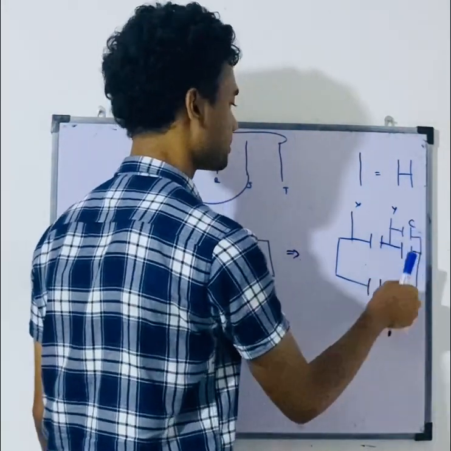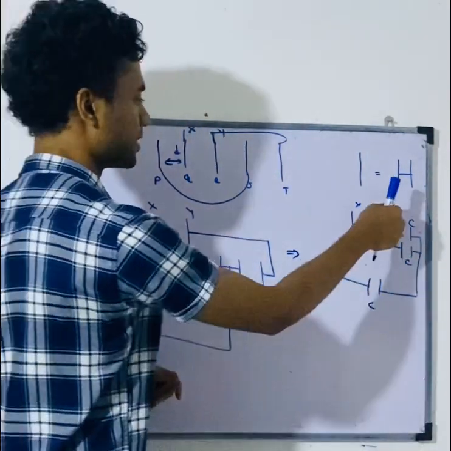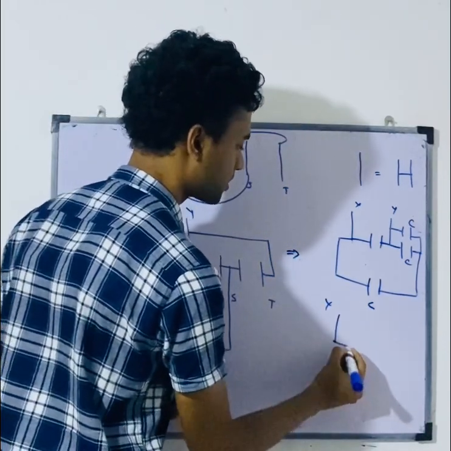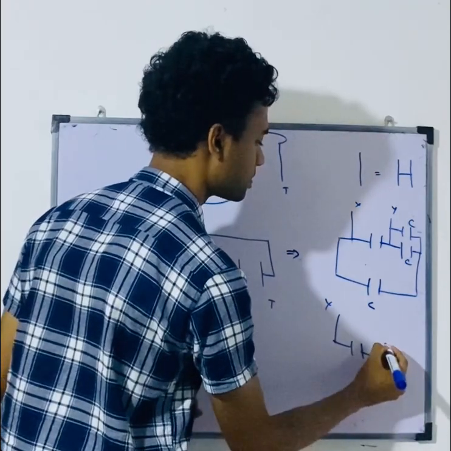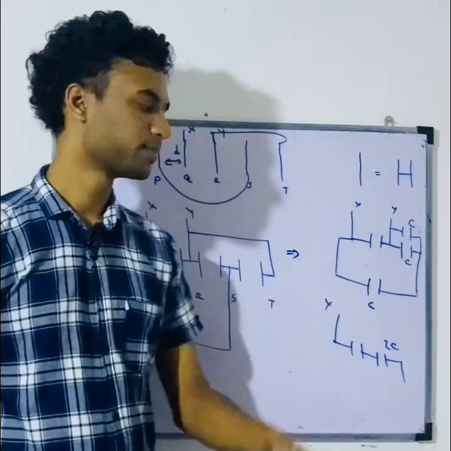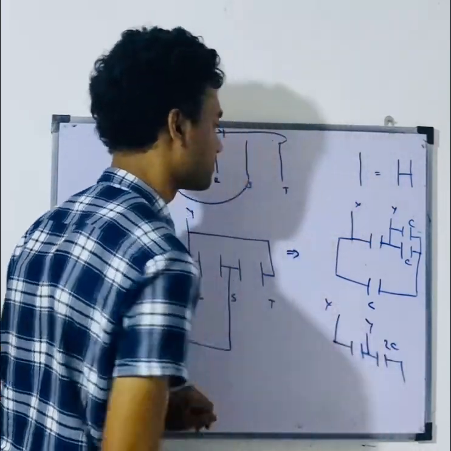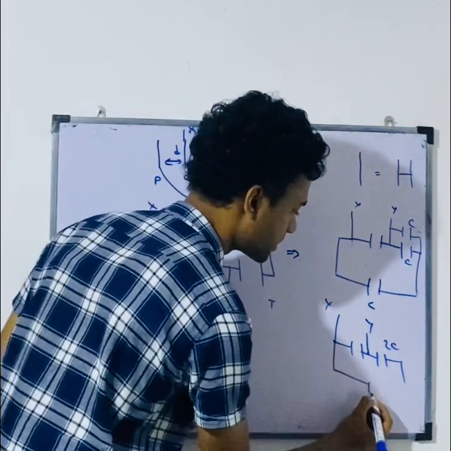If they're parallel like this, what's the equivalent capacitance? 2C. So when they're like this, the equivalent capacitance is 2C. So I have X and Y, right? And I get a capacitance of 2C. When they're parallel, you just add them. But where is Y? Y is still here, right? And then down I have C.